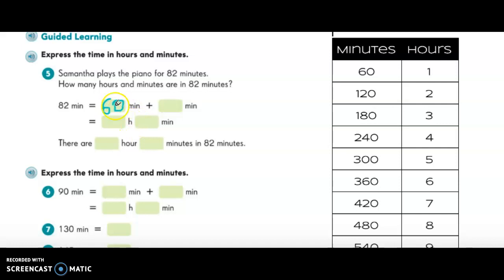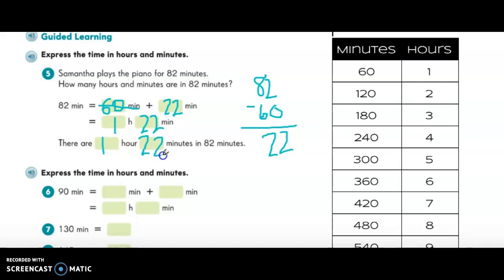Then, if we're separating 60 minutes from 82, we're thinking of subtracting. 82 minus 60 to get what's left over. 2 minus 0 is 2, 8 minus 6 is 2, so we're left with an additional 22 minutes. We're then going to convert these 60 minutes into hours. That is 1 hour, and our minutes will stay. So we now have 1 hour and 22 minutes in 82 minutes.